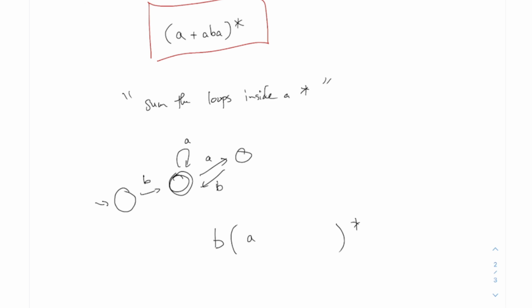A. That's one. Yeah, A or AB. And I think that's it. Those are the two loops that you can do from that state right there. All right.